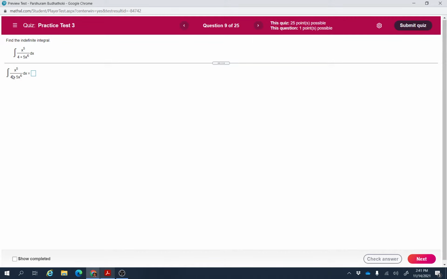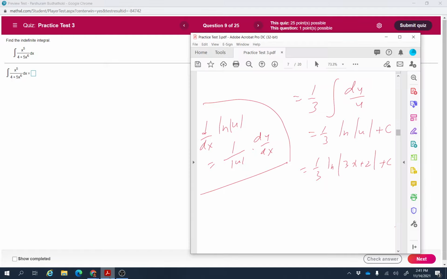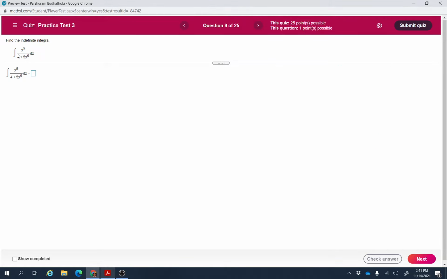Okay, one more time. This is integration by substitution. Just replace this 4 plus 5x to the power 6 by u, and find out the derivative of u. That will be 30 x to the power 5 dx equal du, and then replace this x to the power 5 dx by du over 30, and then find out the integration like we did in the previous problem. So just the substitution.